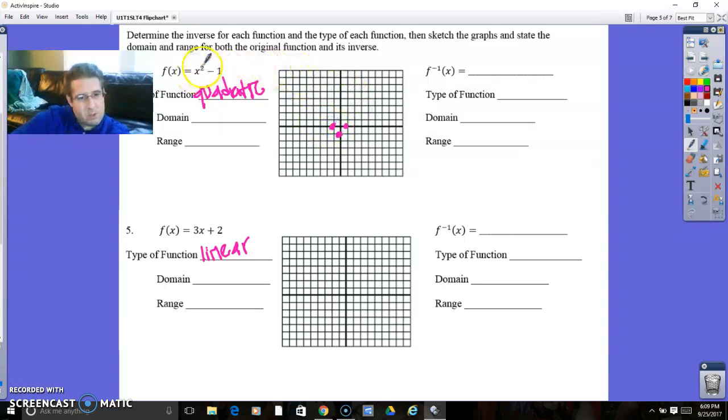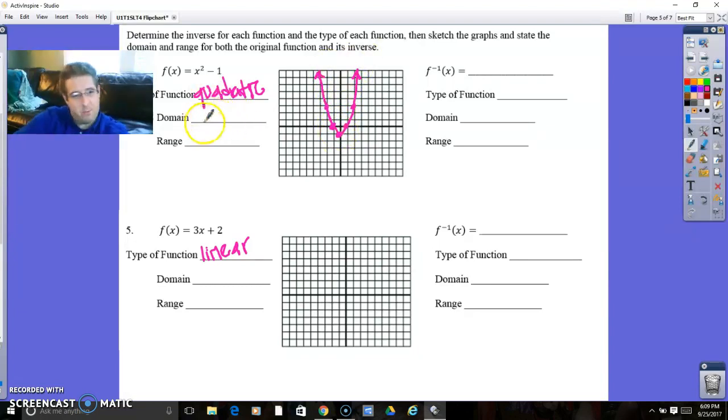If I put 2 in there, 2 squared is 4, 4 minus 1 is 3. So 2, 1, 2, 3. The other side is going to be the exact same. So if I put negative 2, negative 2 squared is also 4, 4 minus 1 is still 3. And there you go. So that's what the original function looks like.